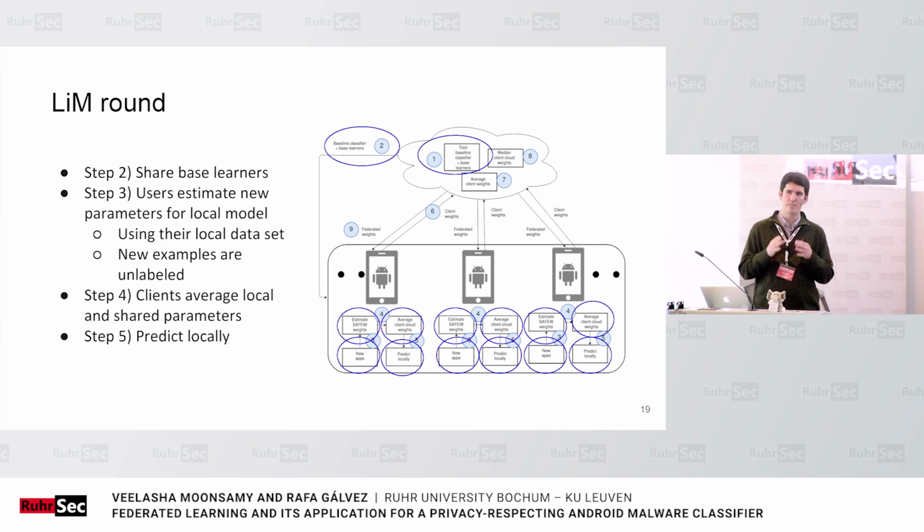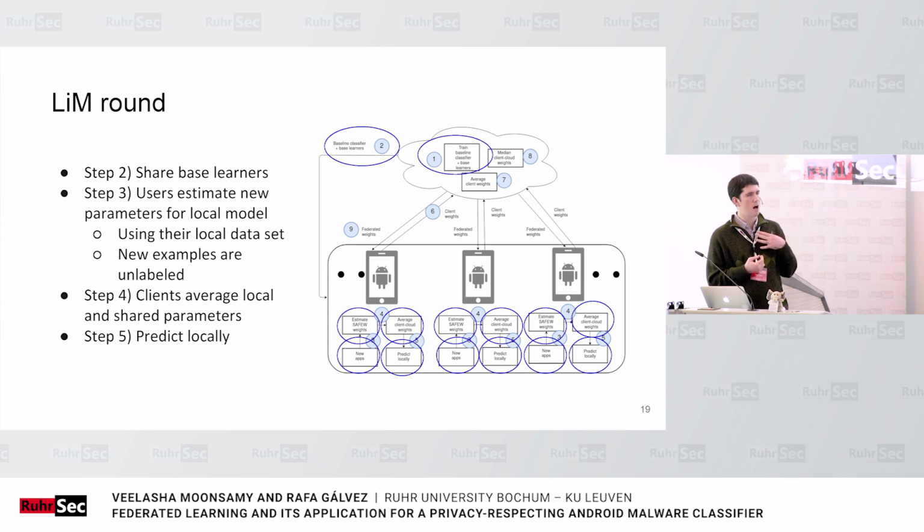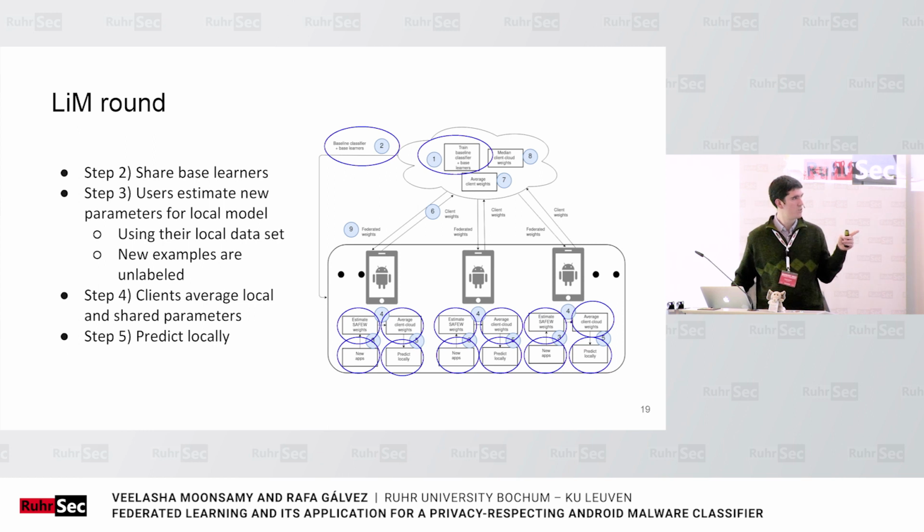After the cloud has trained a bunch of models, it shares them with the clients, and the clients will use their apps to estimate the parameters of their model. So remember, we have a set of models shared by the cloud. We install new apps, and these apps make the parameters of the model change, even without labels. To federate, we use not only our own data but also data from the cloud. Once the cloud shares its parameters with us, we can average them to get a federated model. Those parameters enable us to predict locally. So malware or clean is decided locally on your phone.